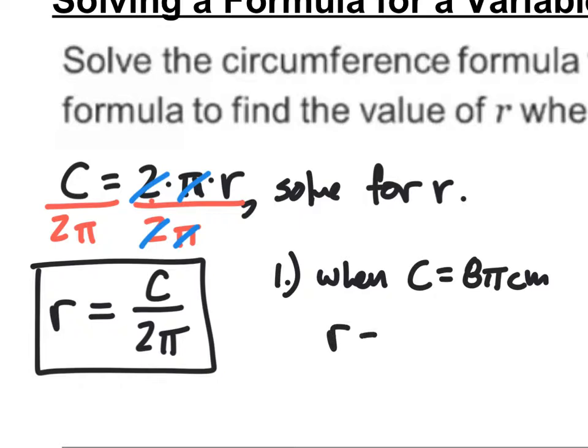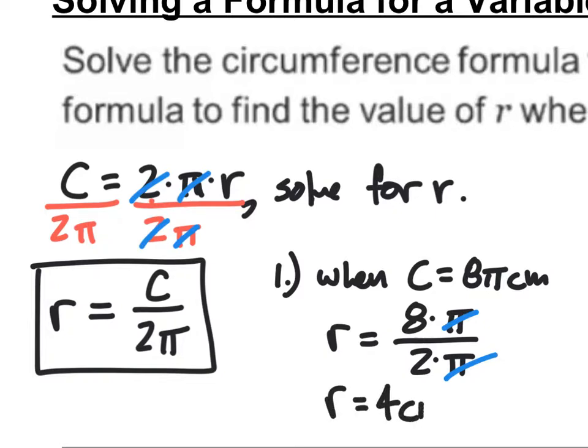I'm going to say that r is equal to 8 times pi divided by 2 times pi. Now I can just evaluate this for r. I'm going to divide out the pi's, because pi divided by pi is 1. And then I can simplify 8 over 2 to have r just be a value of 4 centimeters. And that's it. I've just solved for the radius. All I've done is take my circumference and plug it in for c in my formula. Now let's do the next one.